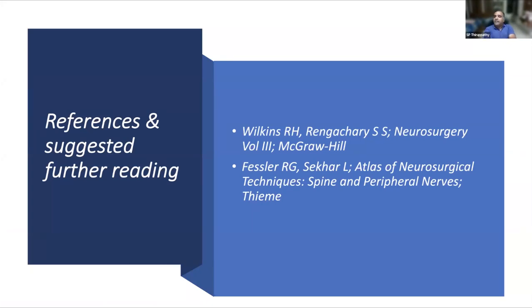Further reading is suggested from our Shetty Rangachari book, and there's a good article in Fessler and Sekhar's Atlas of Neurosurgical Techniques, Spine and Peripheral Nerves. What I would say is it's a very rewarding procedure if the proper case is selected. Mostly they are bilateral cases, so you get two cases at a time. After 6 weeks, the other hand can be done. The patient will be thankful. It's essentially an outpatient procedure. And another thing I want to say is that sometimes the insurance companies pay you more than for a meningioma.